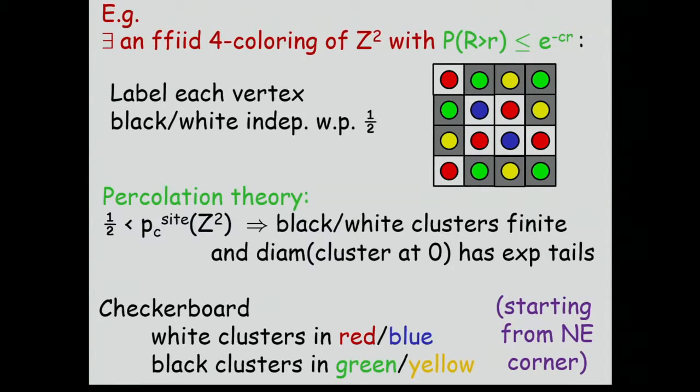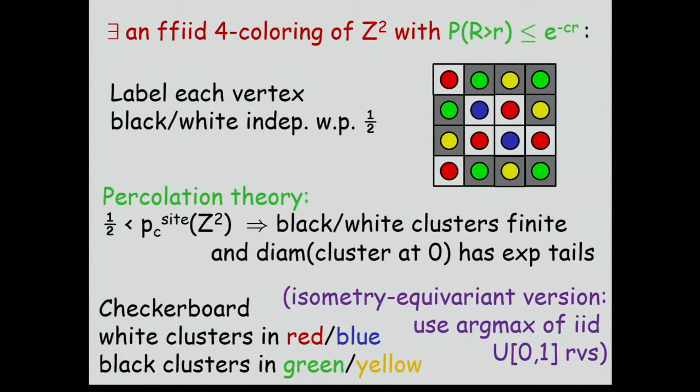Okay. And by the way, one little wrinkle here is this satisfies what I said. It's a translation equivariant function, but somehow I broke some symmetry by saying, look in the northeast corner. So it's not rotation invariant or reflection invariant. So actually, if you want to, you can make it isometry equivariant.